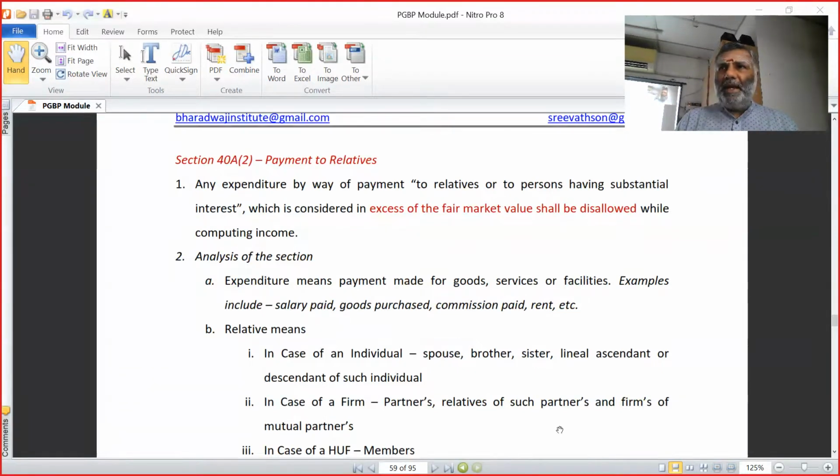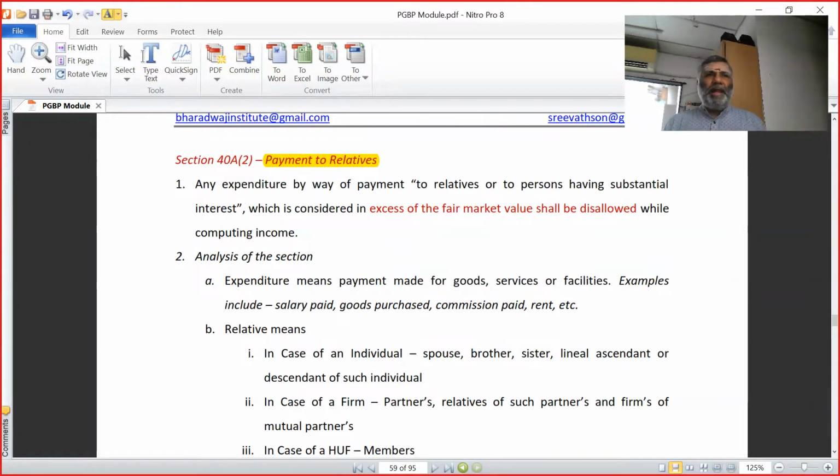The next area to progress to is section 40A. Whatever we have studied so far is under section 40. Now we progress to section 40A, capital A. The first provision of section 40A, subsection 2, is payment to relatives.